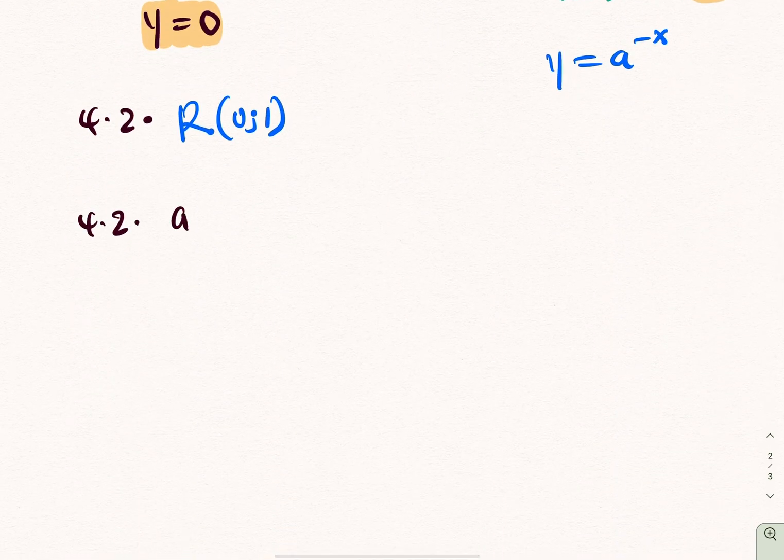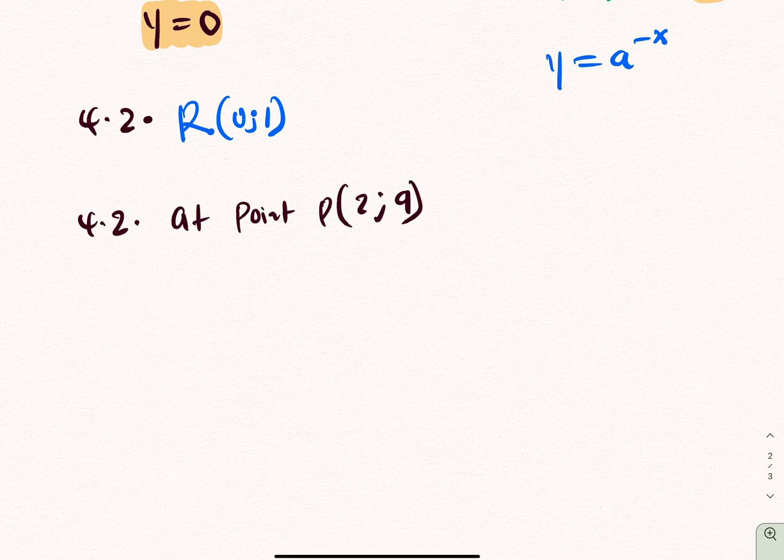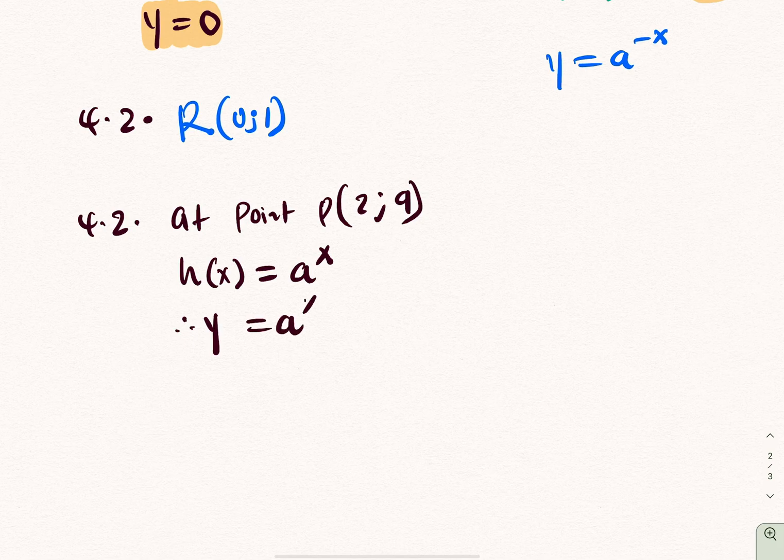So I'm going to say at point P, which is (2, 9), this point passes through H. I'm going to plug it into the graph of H to get the value of A. So you have your H of X is equal to A to the power X. But remember that this H is the same as Y, the same as saying Y equals A to the power X.